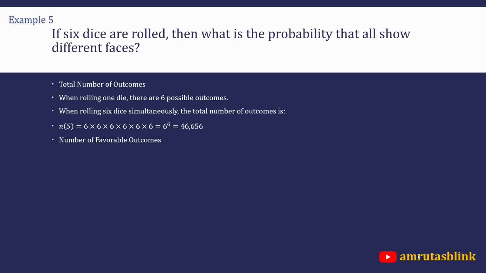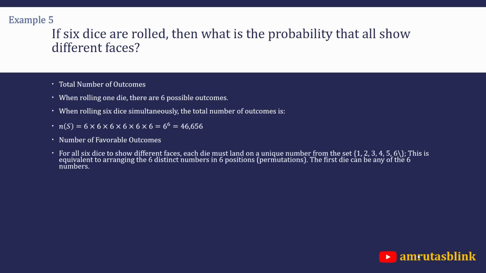Now we need to find out the probability that all show different faces. So first of all, let's find out how many favorable outcomes are there. Now just try to understand this scenario first. For all the 6 dice to show different faces, each die must land on a unique number from the set of 1 to 6. This is equivalent to arranging the 6 distinct numbers in 6 different positions. That means ultimately we are doing permutation here.